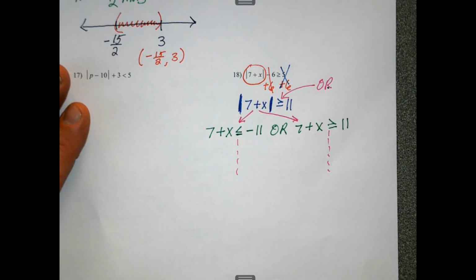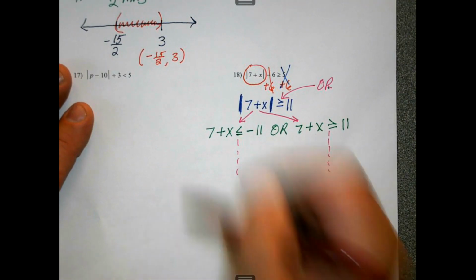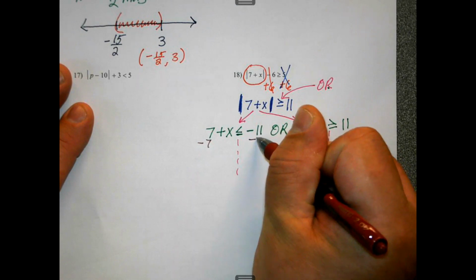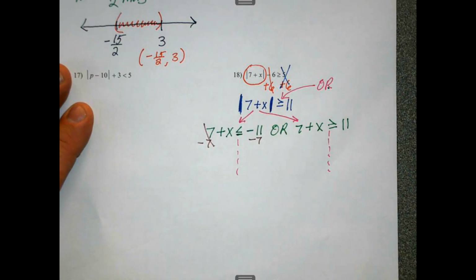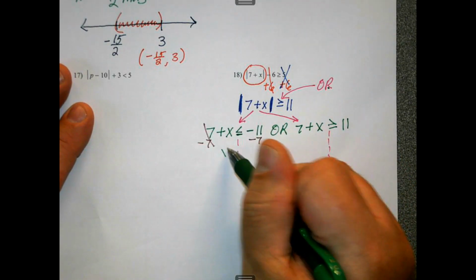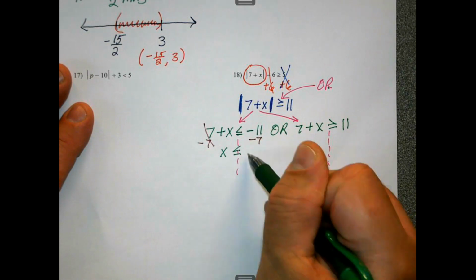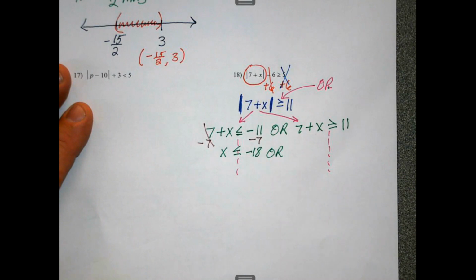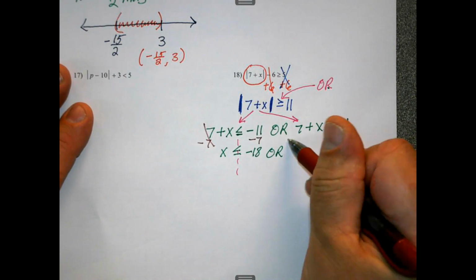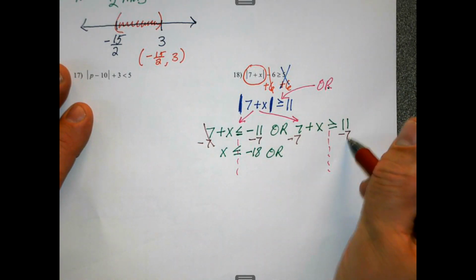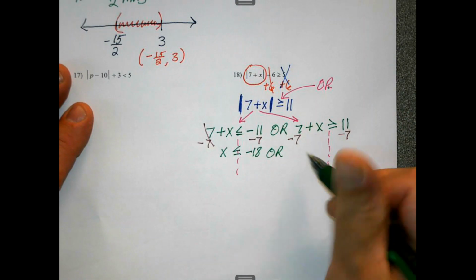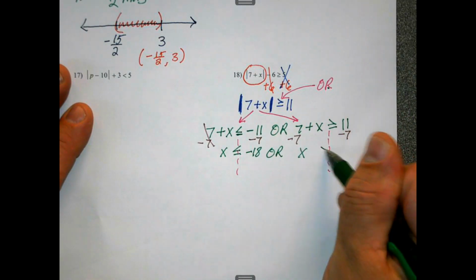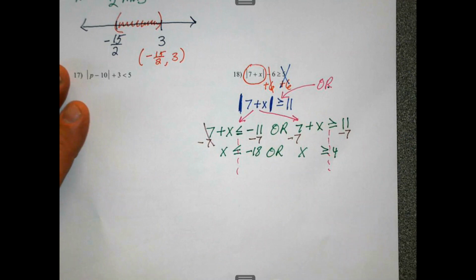Subtract 7, subtract 7. x is going to be less than or equal to negative 18, or subtract 7, subtract 7. x is going to be greater than or equal to 4.